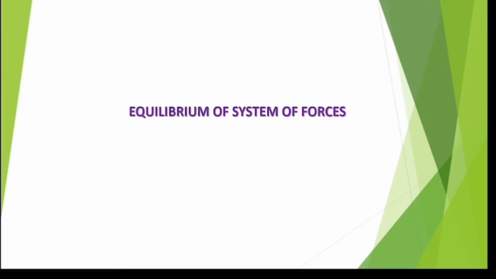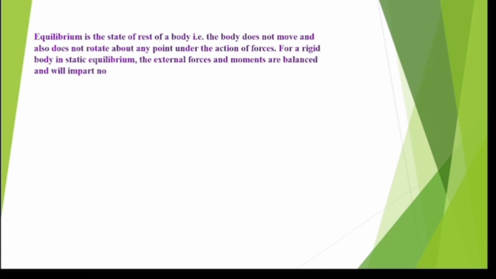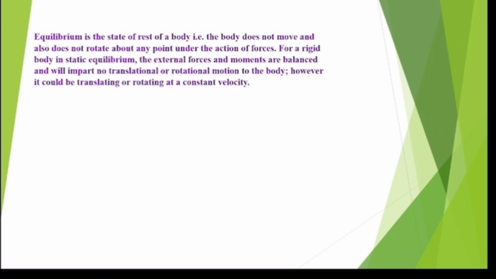Here we'll talk about the equilibrium of forces. Equilibrium is the state of rest of a body, that is, the body does not move or rotate about any point under the action of forces. For a rigid body in static equilibrium, the external forces and moments are balanced and will impart no translational or rotational motion to the body. However, it could be translating or rotating at a constant velocity.